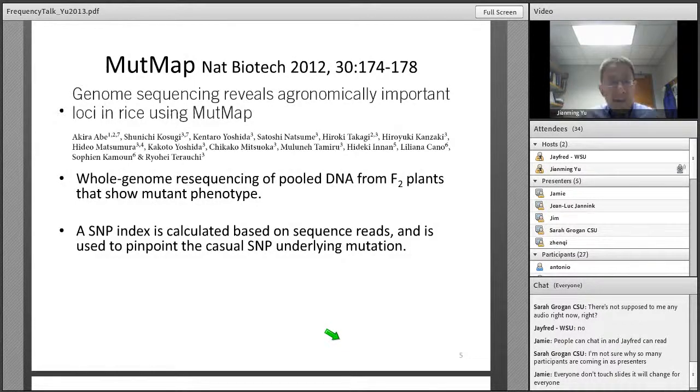So MutMap is a paper published in Nature Biotechnology in 2012. I found this kind of interesting. The paper, I think Jeff has uploaded this into the Adobe Connect. The title is Genome Sequencing Reveals Agronomically Important Loci in Rice Using MutMap.